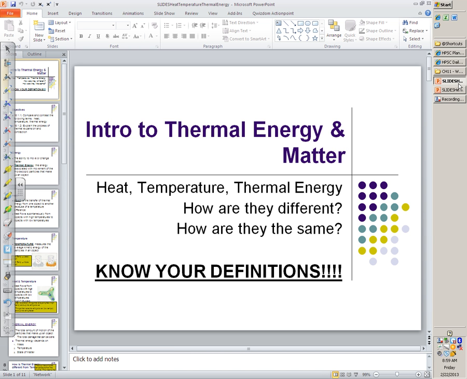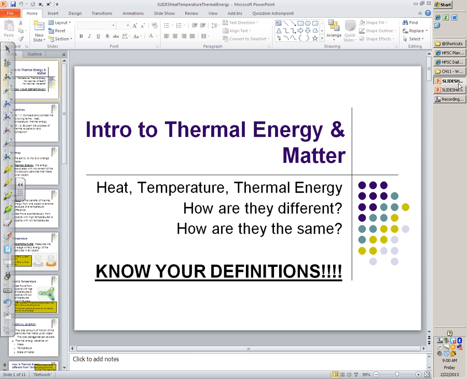All right, so let's discuss. First, let's talk about temperature. What does the temperature tell you? Temperature of a substance tells you what? The average kinetic energy of the particles, which means basically it's telling you about their motion. Okay?